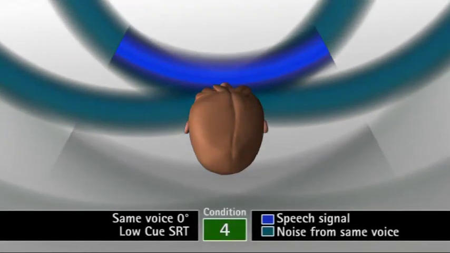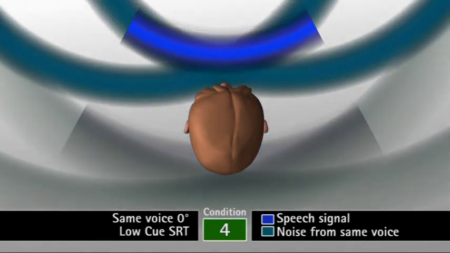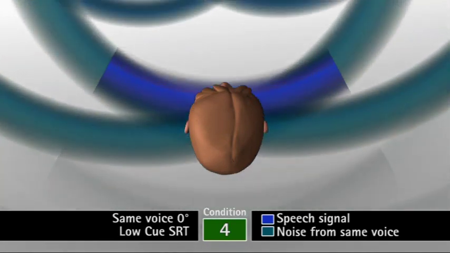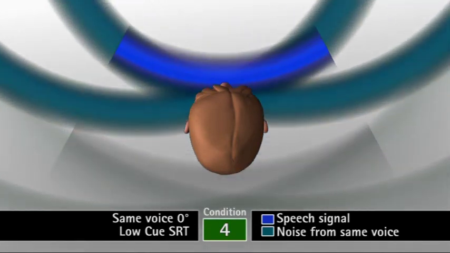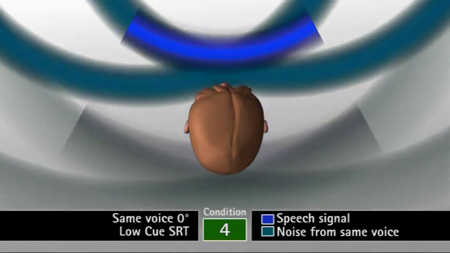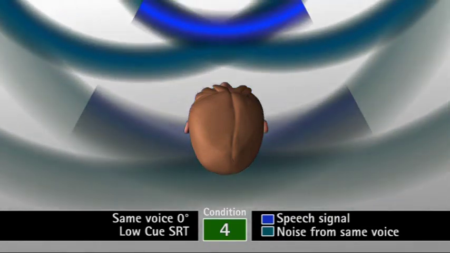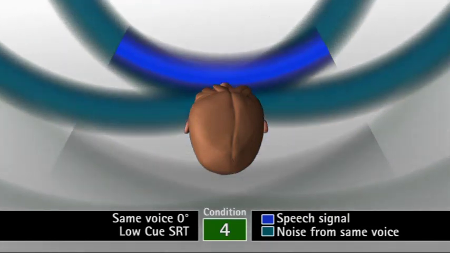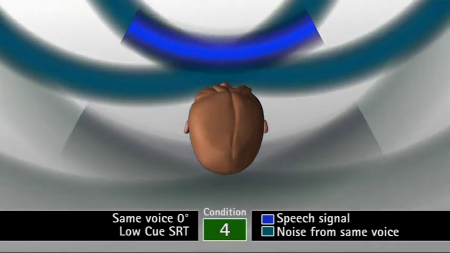In condition 4, the competing noise uses the same voice as the target speech and comes from in front of the child, the same direction as the target speech. This fourth condition is the most difficult of the four, as there are no spatial cues available, and the target speech and competing noises are very similar. The result of this test is referred to as the child's low Q speech reception threshold, or low Q SRT.